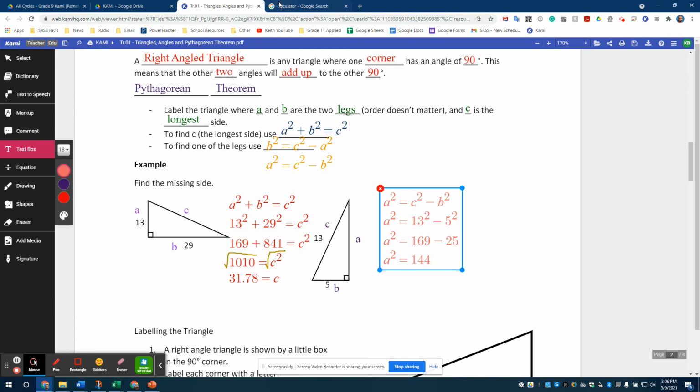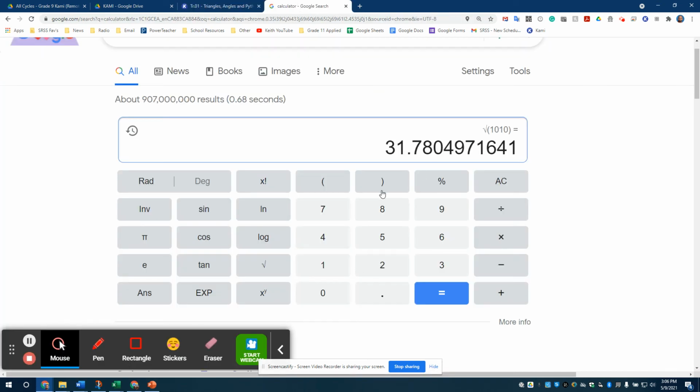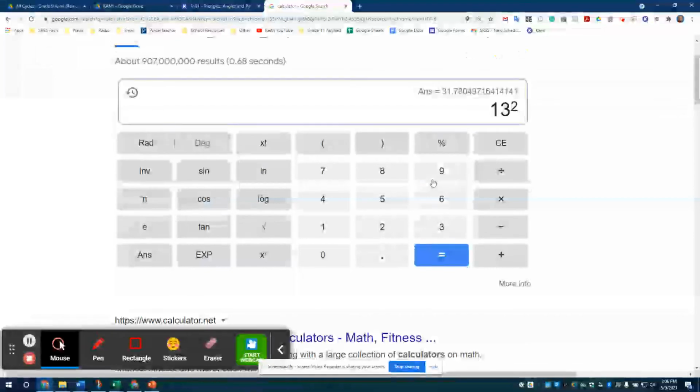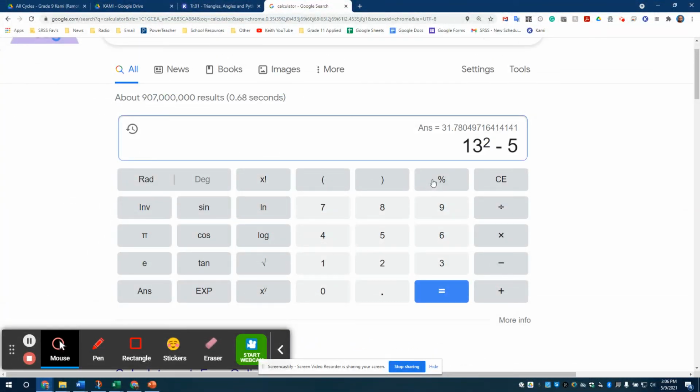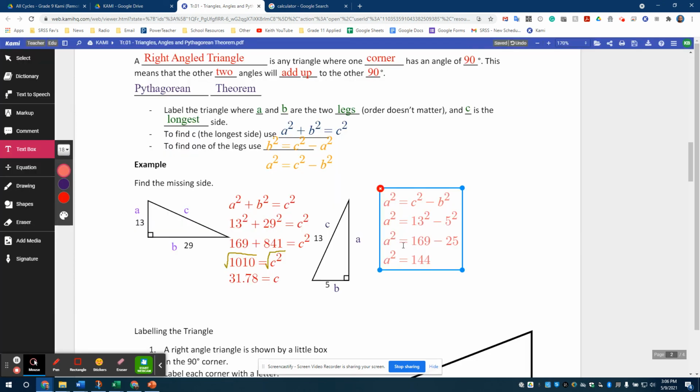Now on your calculators, what I want to see you do is 13 squared, minus 5 squared, equals. That gives us 144. That's exactly what we did here. That's what you need to punch in. Show me that. You don't need to show me this third step here. Show me this step and this step at the bottom here.